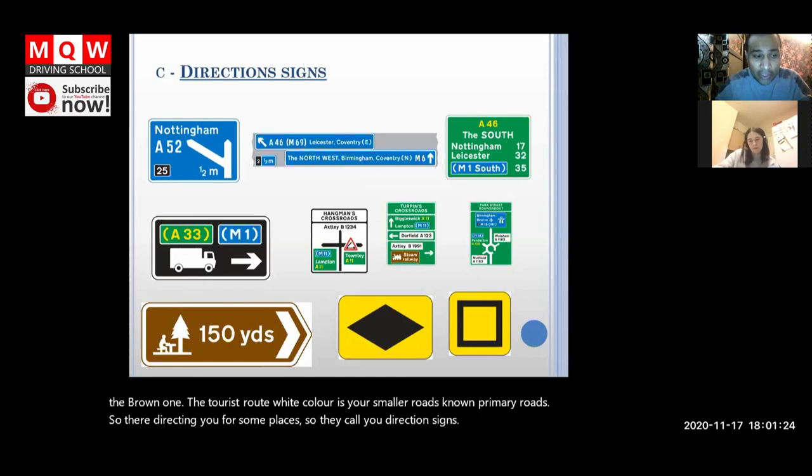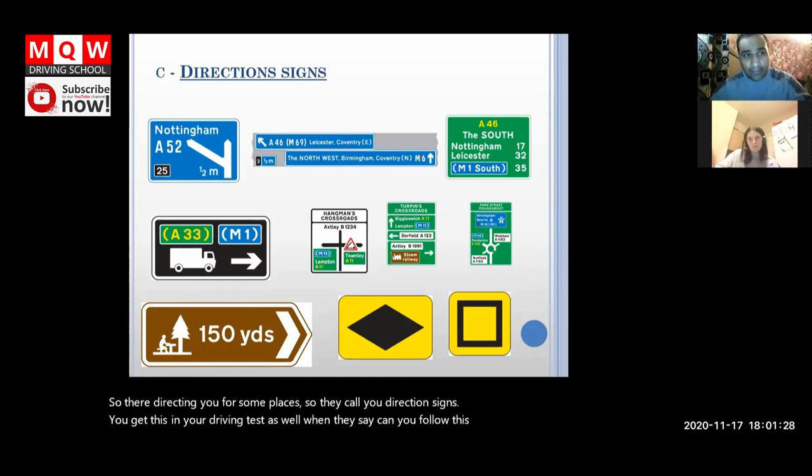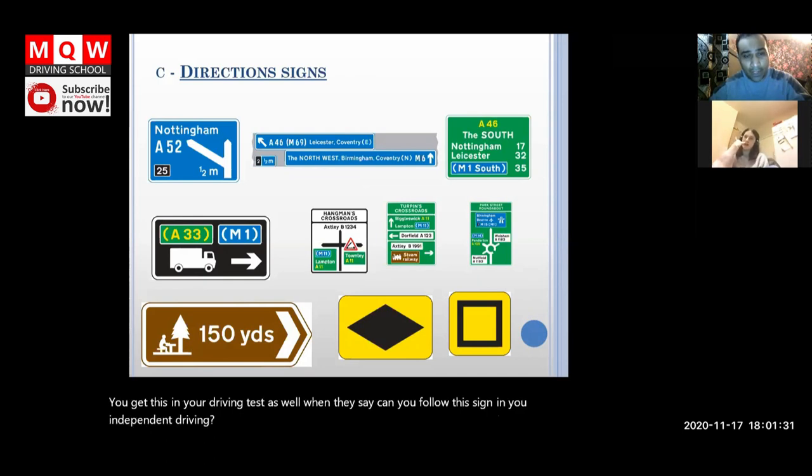You get this in your driving test as well, when they say, can you follow this sign in your independent driving? Okay. Should we go next?